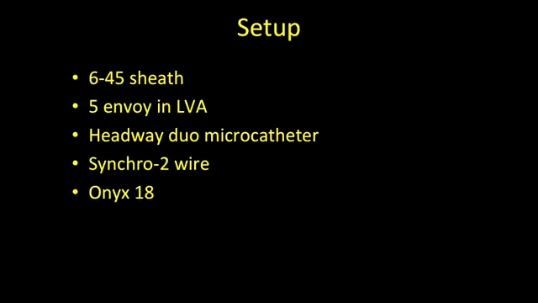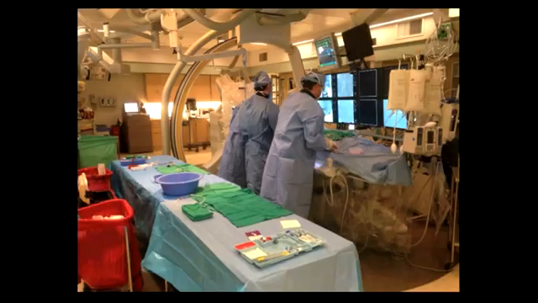Through that, we used a very flexible guide catheter, a 5 French Envoy, which was placed in the left vertebral artery with a flexible guide wire. We used a Headway Duo microcatheter for selection of the small intracranial vessels, a Synchro 2 wire for the selection process, and Onyx 18 was the embolic agent used.